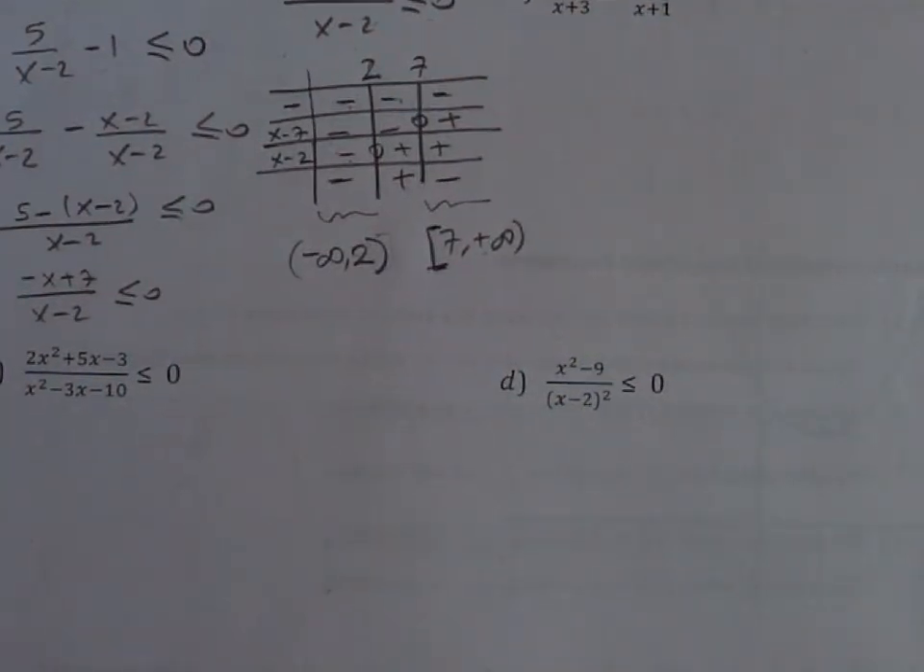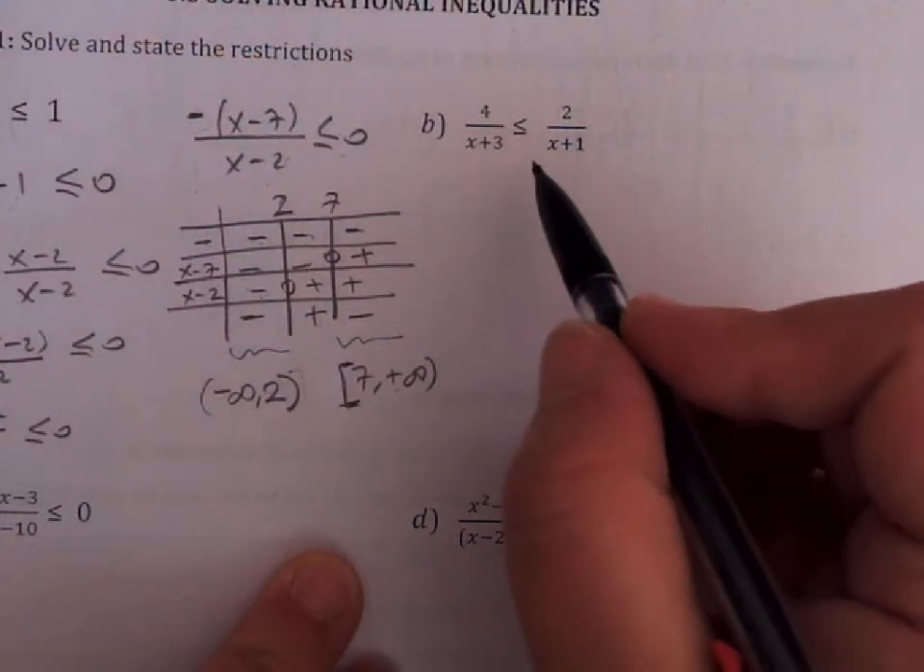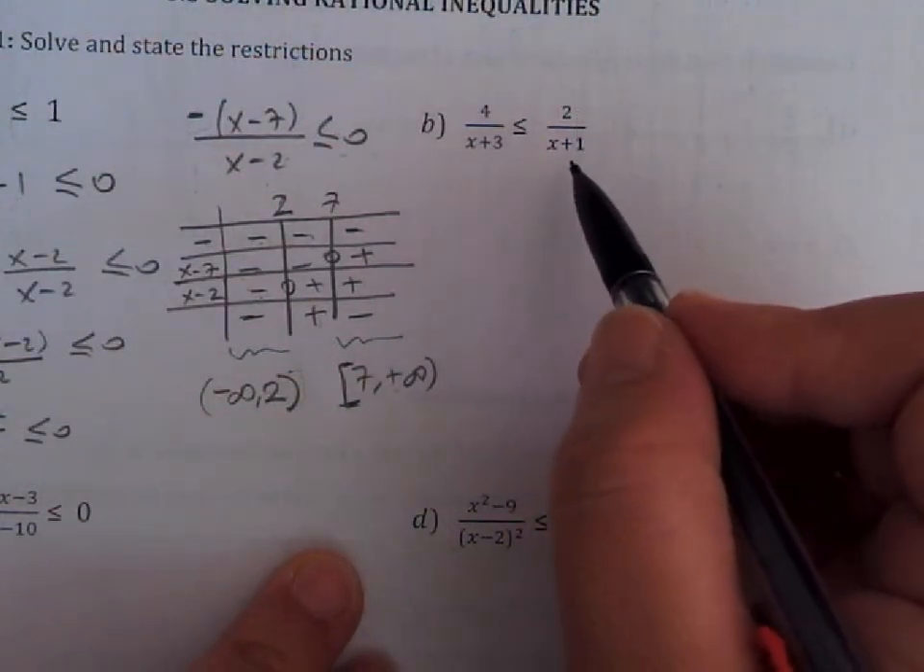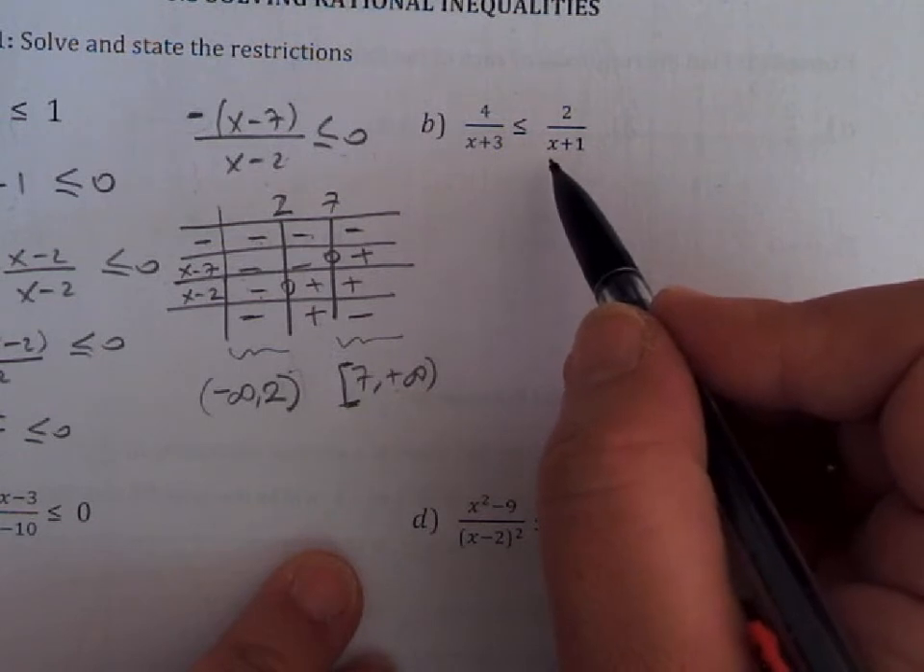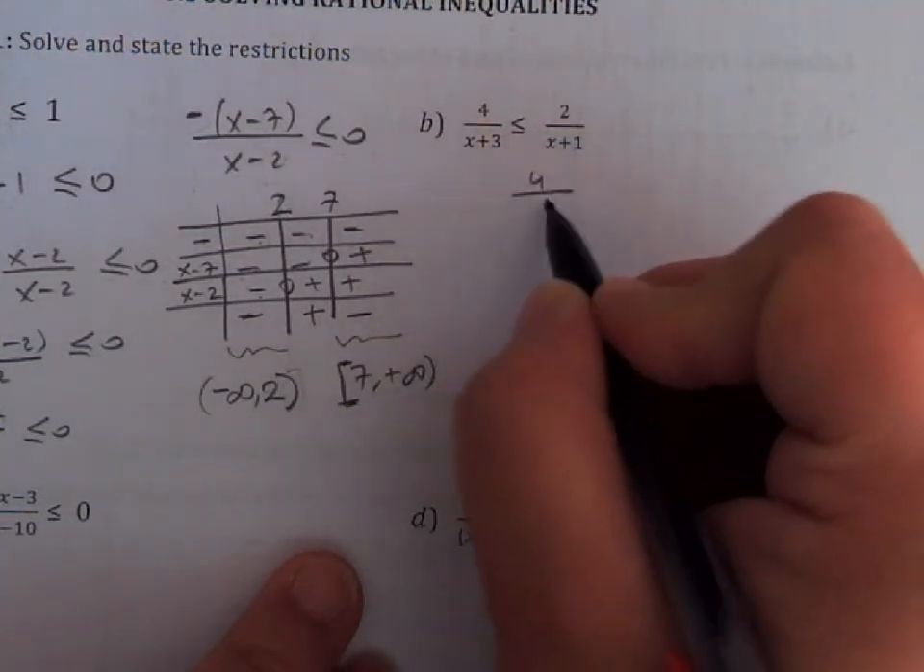So let's look at the second one. So we have 4 over x plus 3 less than or equal to 2 over x plus 1. Again, so what are we going to do? Collect everything on one side, make one side equal to 0.